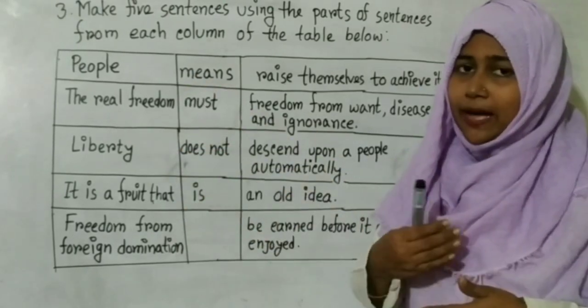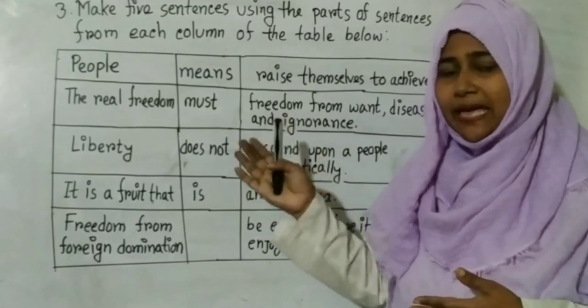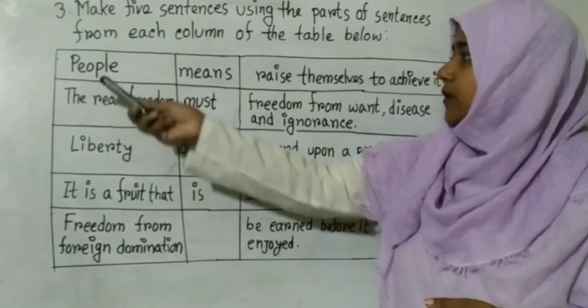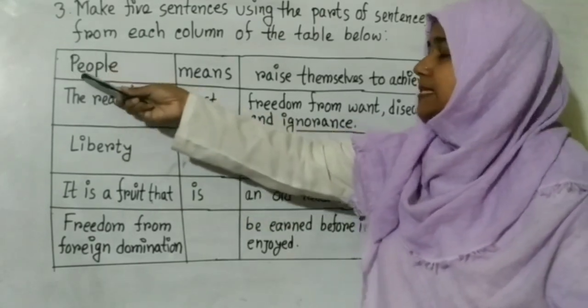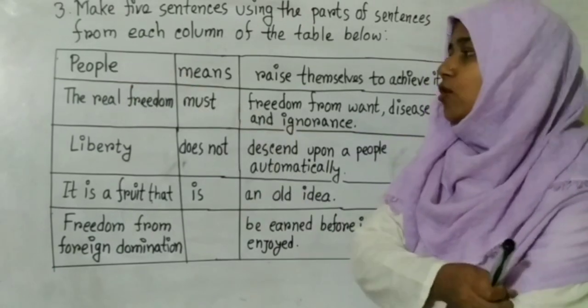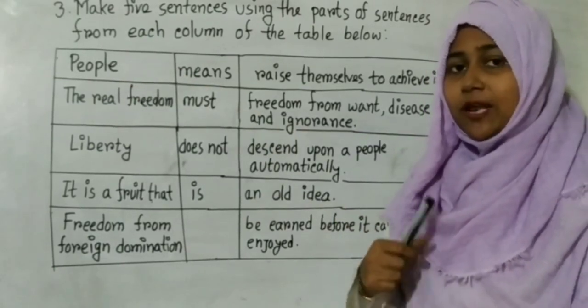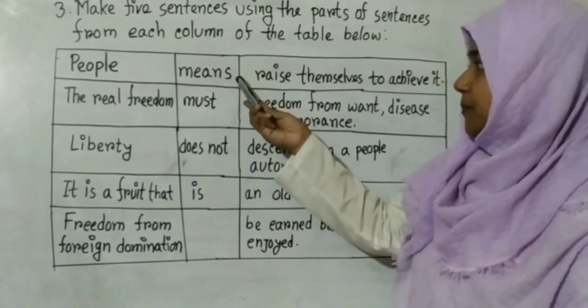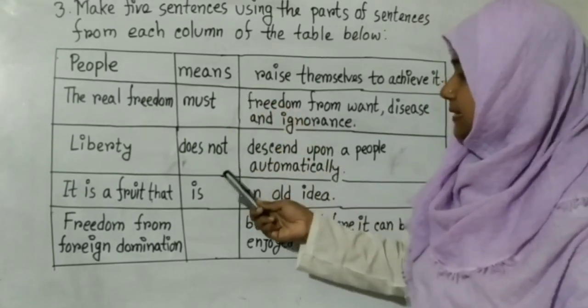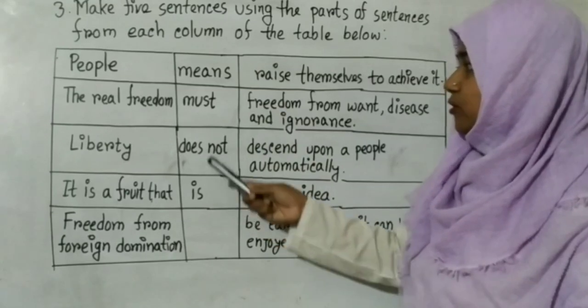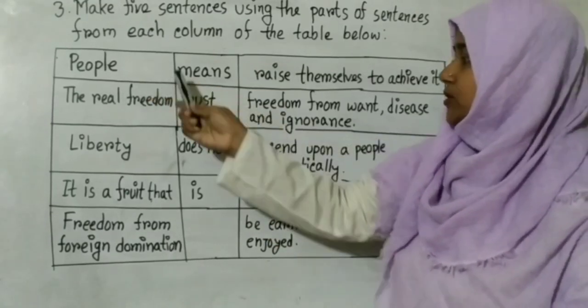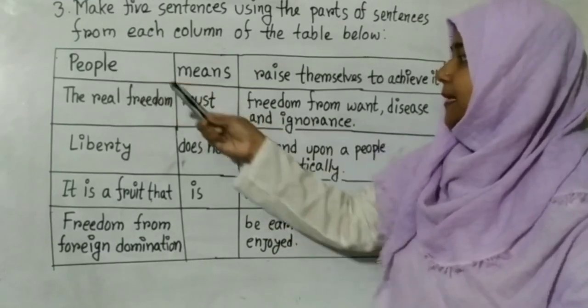According to the rules, you now have to try to make 5 sentences. First, people. This is a plural subject. So, according to the rules of subject-verb agreement, you have to identify the plural verb. Here, doesn't and is are singular verbs, so you can use modal auxiliaries. Modal auxiliary must. People must.